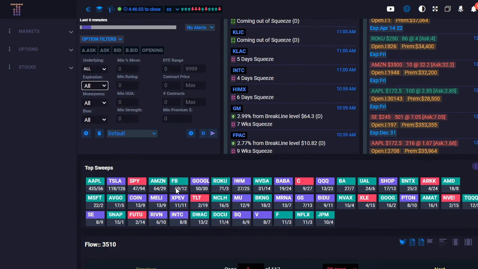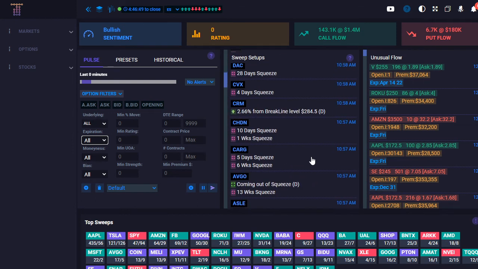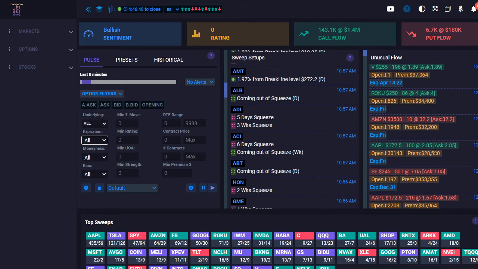You can filter by just calls or just puts. You can find ideal sweep setups coming out of squeezes, breaking lines, breakouts, breakdowns, so on and so forth. You can see unusual flow, which is pointed out here.